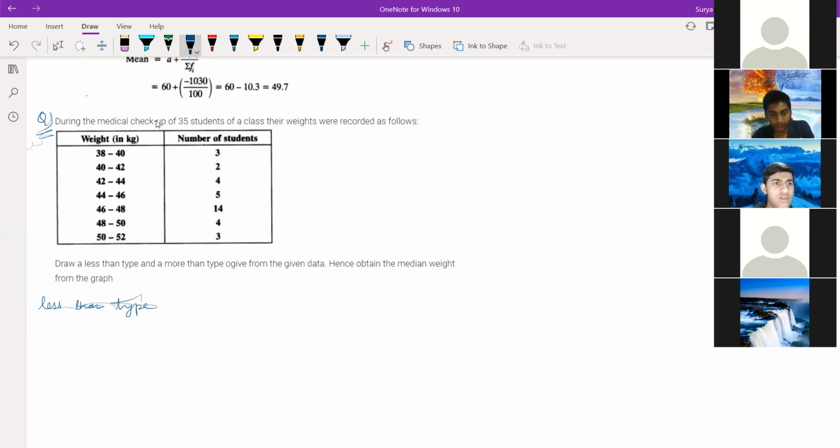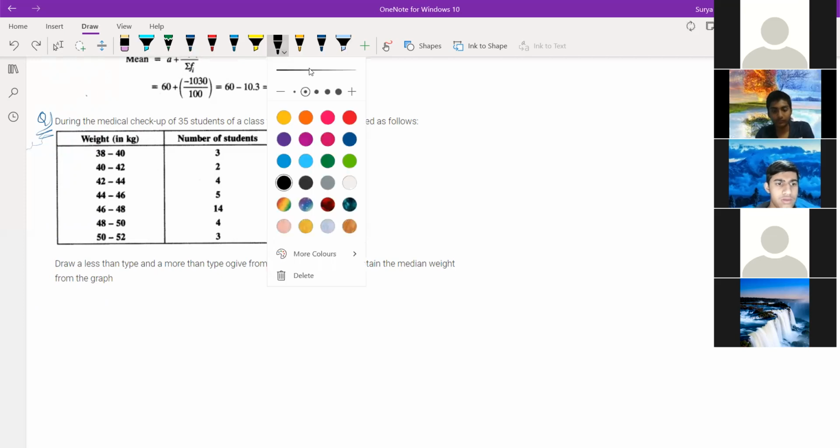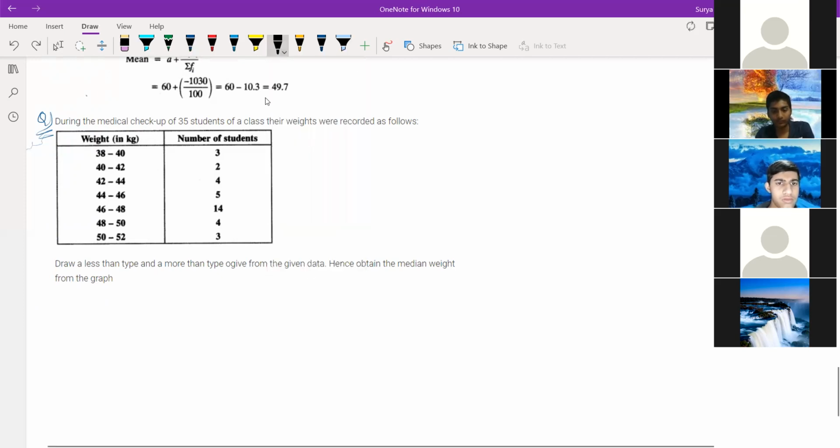Can you please first explain how to do this? Actually, we don't know. See, to find cumulative frequency, what we are doing? We are adding the last frequency with the next frequency. The same way you find the cumulative frequency, that way only you should find the less than type. That is very easy. I'll just copy paste it here and tell you. One minute.